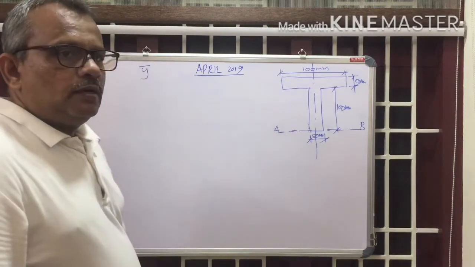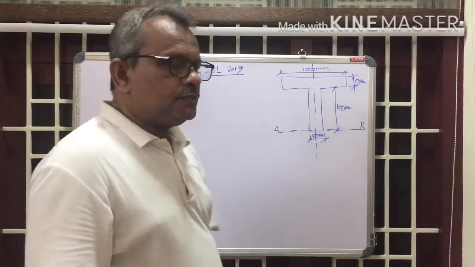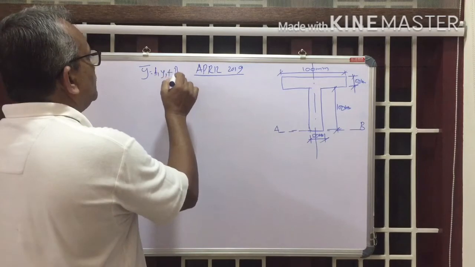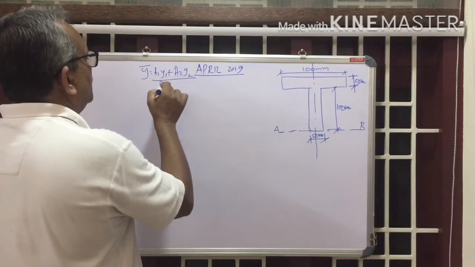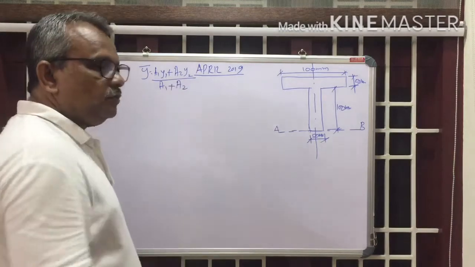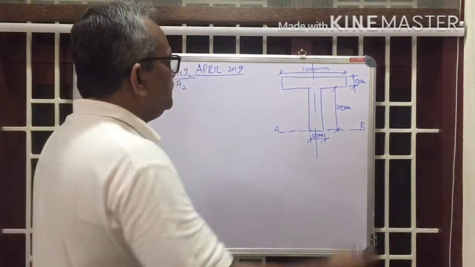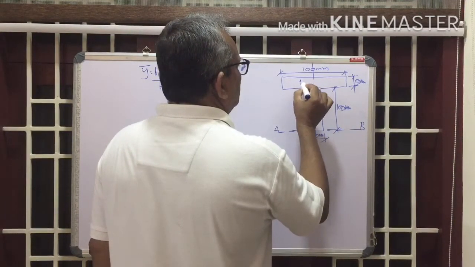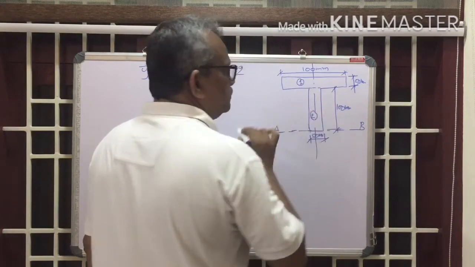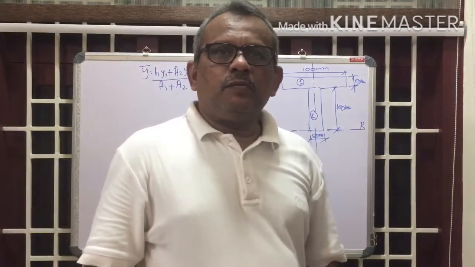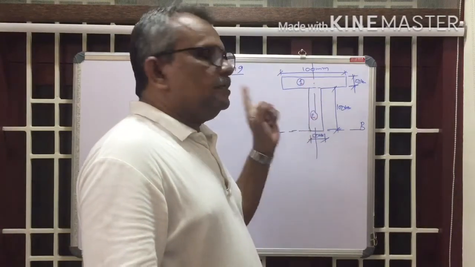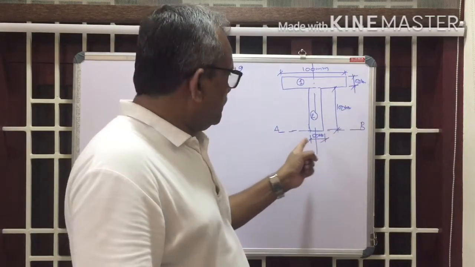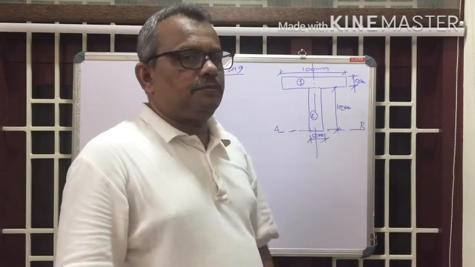What is the formula to find out Y bar? You studied Y bar is equal to A1 Y1 plus A2 Y2 divided by A1 plus A2. What is A1 and A2? We divide this T-section into two rectangles like this, rectangle number 1 and rectangle 2. First rectangle 100 mm by 50 mm, second rectangle 50 mm by 100 mm.